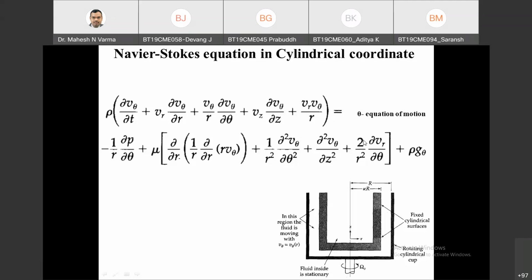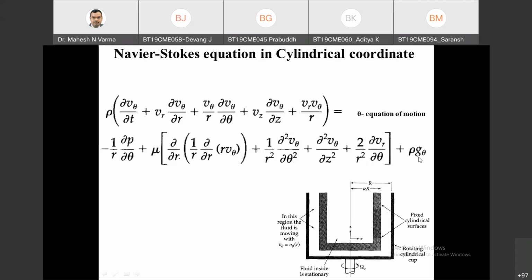What about this? Sir, Vr is 0, so the term is 0. How about this? Sir, 0 as g theta is 0. Okay, the theta direction is perpendicular to this. So this is vertical, r direction, and this is z direction. Gravitational force is in negative z direction, if I consider the origin here. So this will be 0 actually.